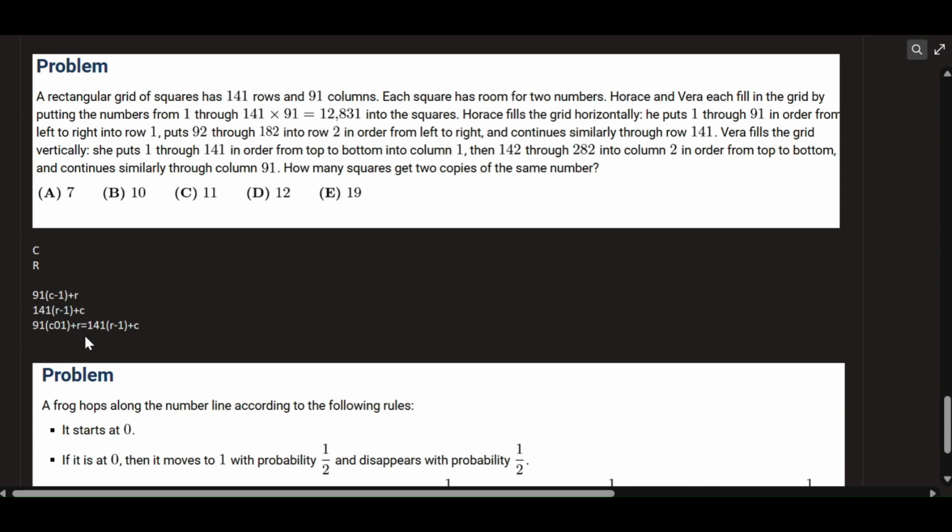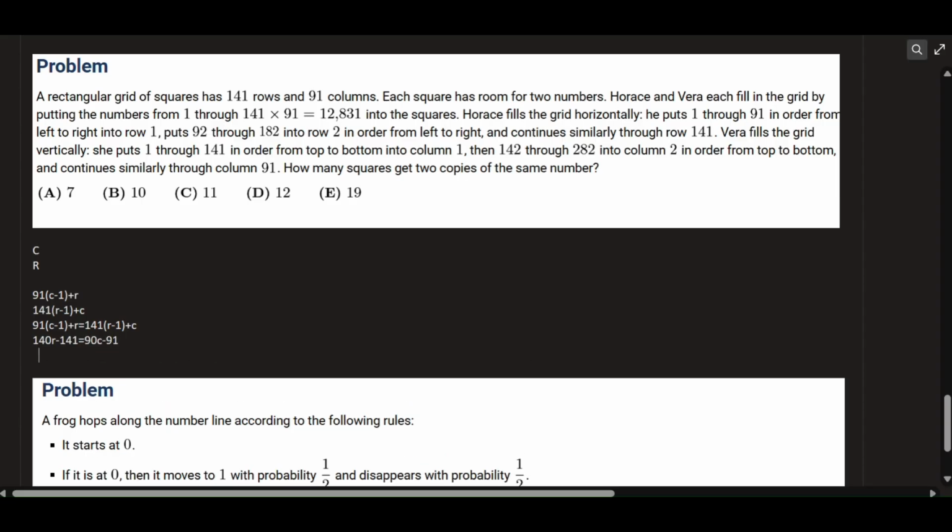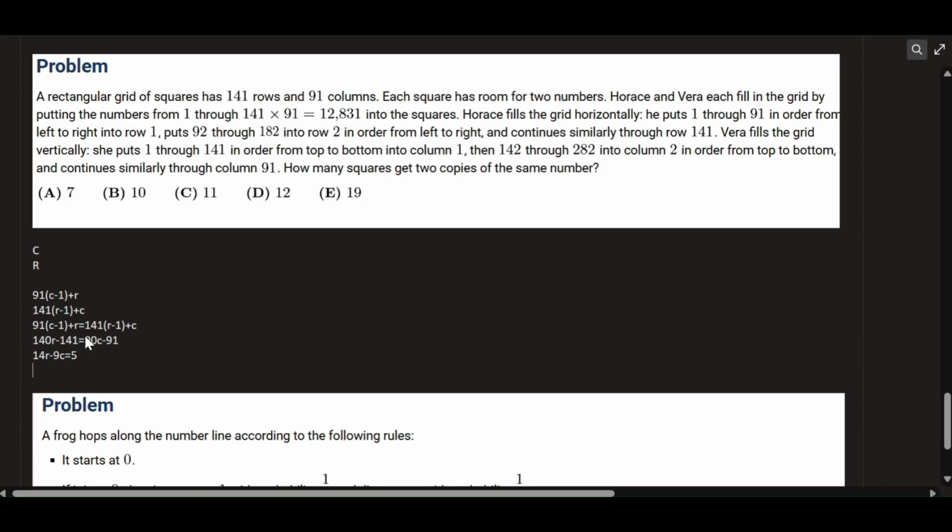So that gives us 140R minus 141 equals 90C minus 91. So we have 14R minus 9C equals 5. And we want to find all values of these that work as long as R is less than 141 and C is less than 91.